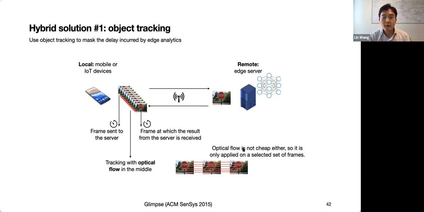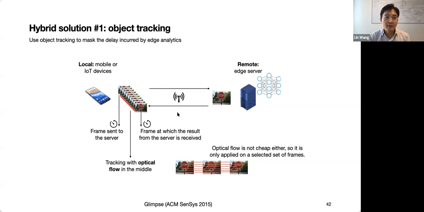But of course, optical flow is not really cheap, right? It takes time to do the computation locally as well. So you cannot do that for all the frames. So you can just select a subset of the frames and do the optical flow across those frames so that you can roughly track the movement of the objects. And this is the idea of object tracking. So it basically involves some local computation to mask the processing delay from the remote server, right?